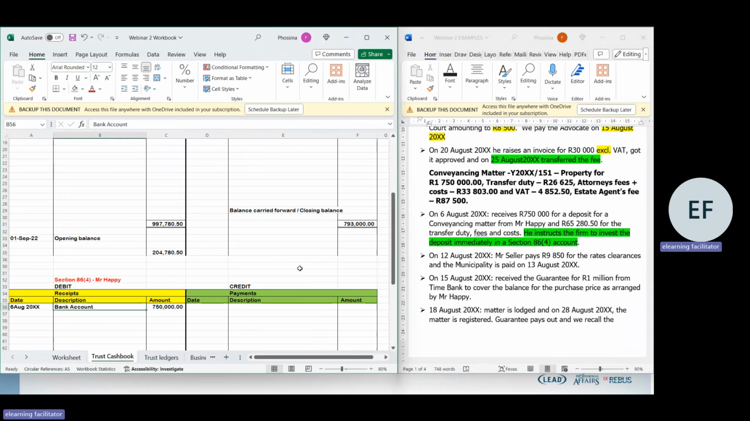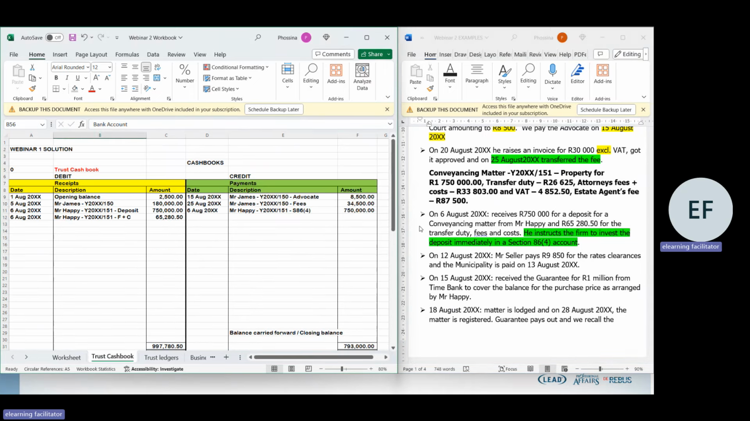Okay, so for the same transaction, Mr. Seller is supposed to also clear the rates and make sure everything is starting on zero, because this is a new person, a purchaser who is buying, a new tenant who is going to stay there. So the previous person should clear his bills. Okay, so it is a receipt in our trust account.